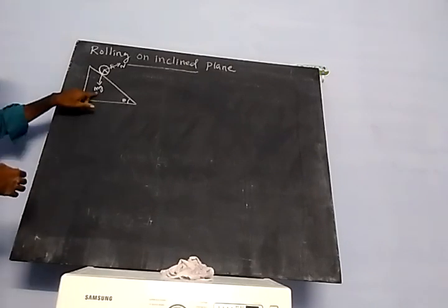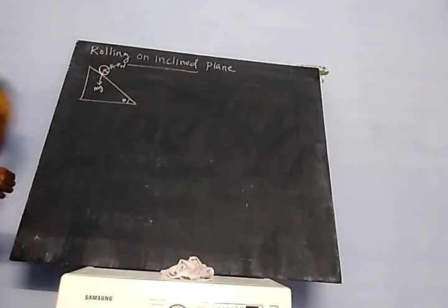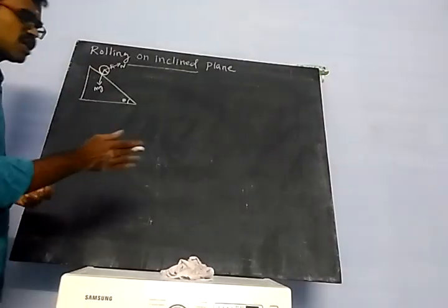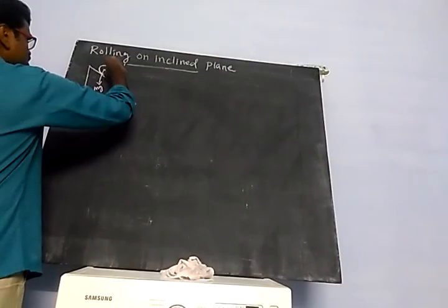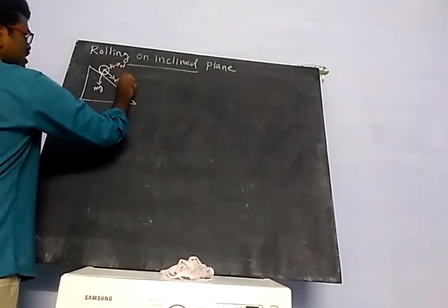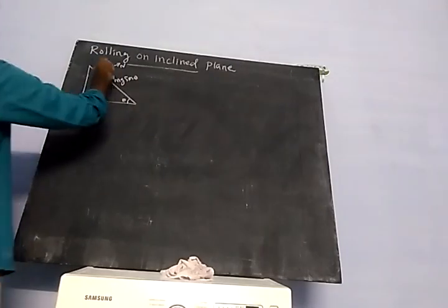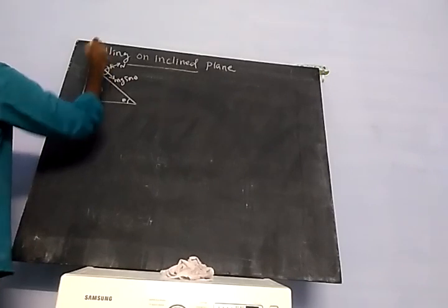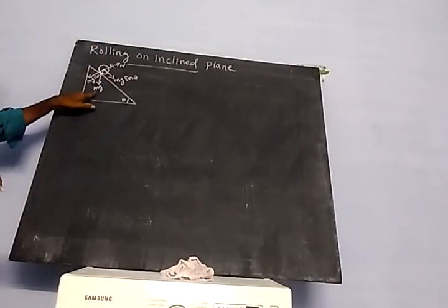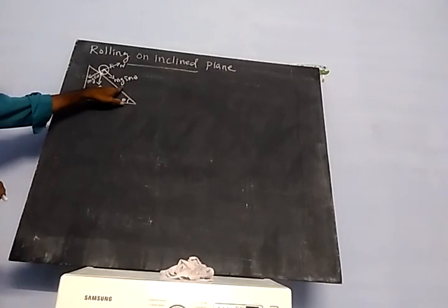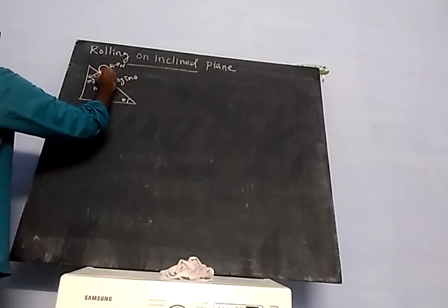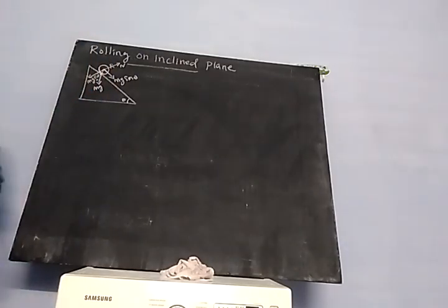Then this downward gravitational force is along the inclined plane, so it will be resolved into two components. One is mg sin theta and the other is mg cos theta. So mg is resolved into two components, mg sin theta and mg cos theta, and it makes an angle theta.